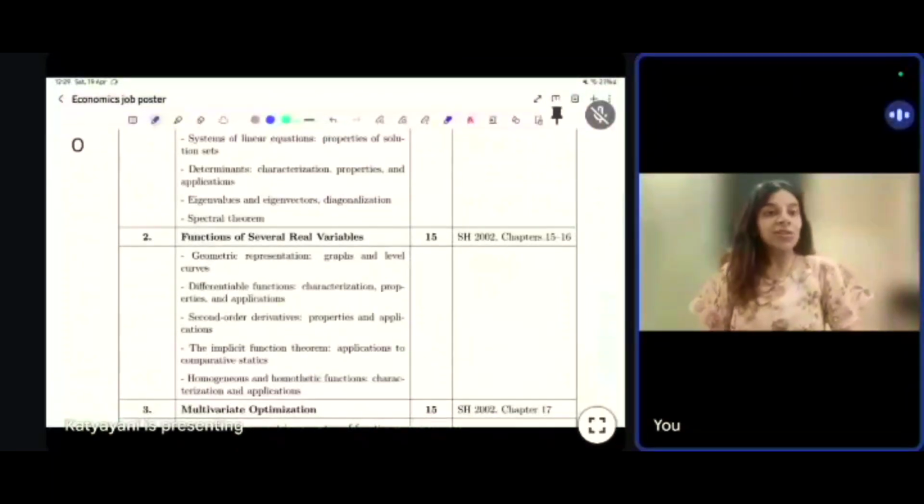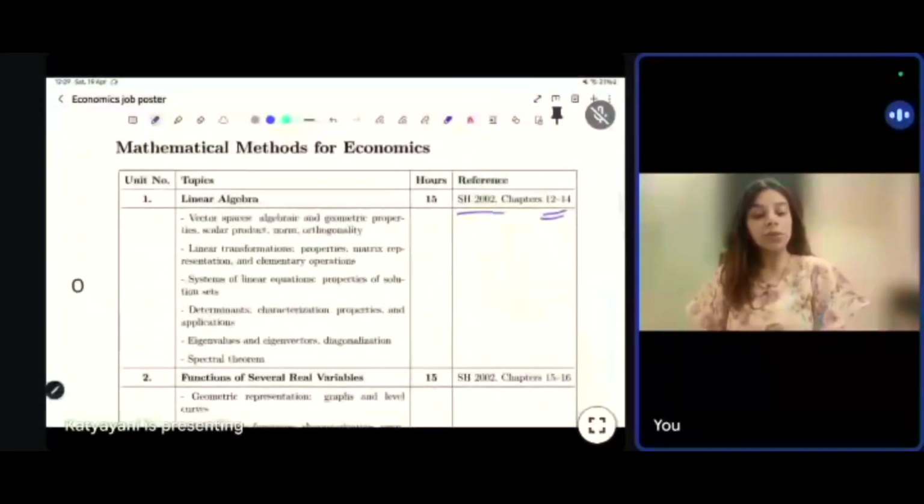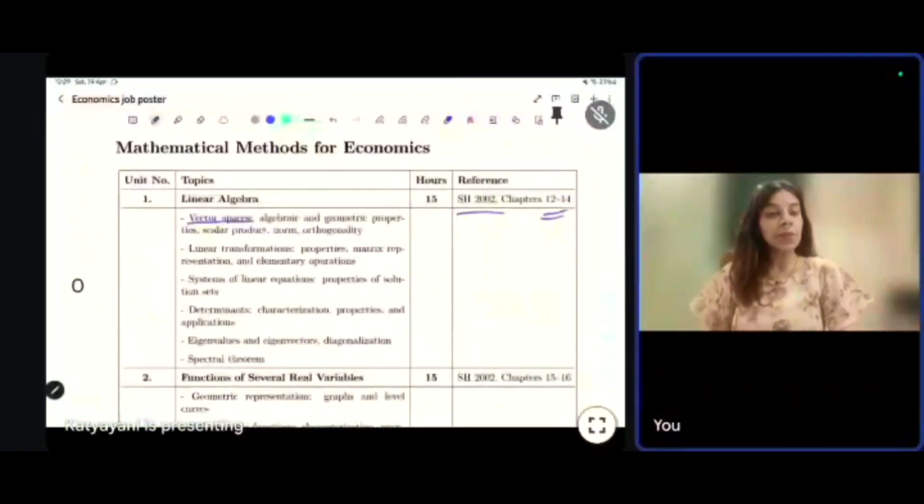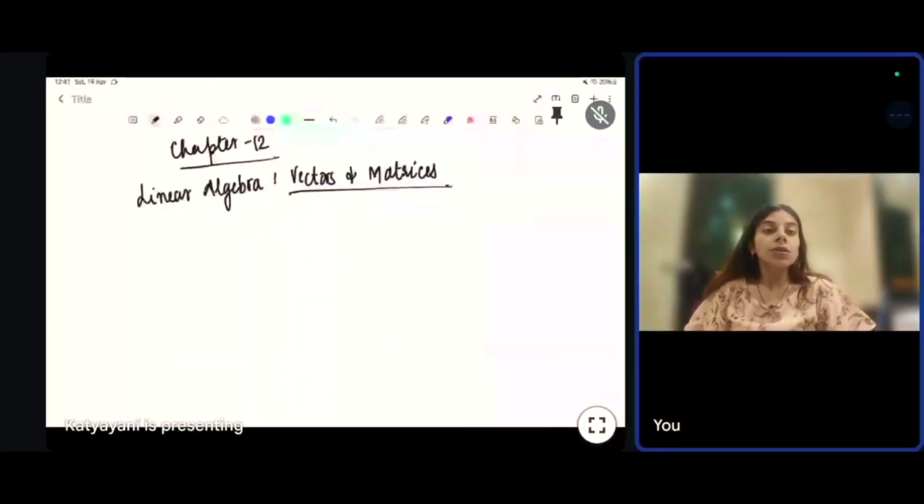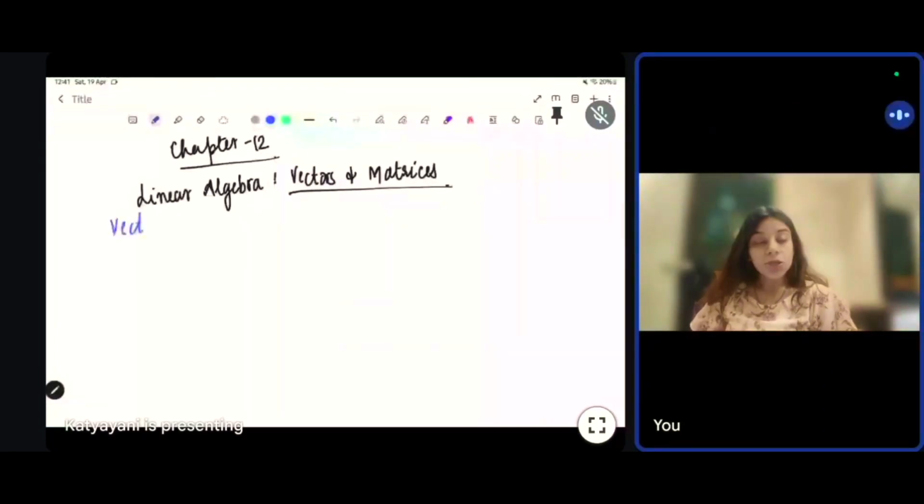So without much of a delay, let's start with the first unit. So today I'll be starting with the topics of vector spaces. What are vector spaces? What are the geometric properties, and so on. So let's get started. So let's start number 12, that is called linear algebra, vectors and matrices. So first of all, we'll try to introduce what are vectors, right? So you can see here what are vectors.